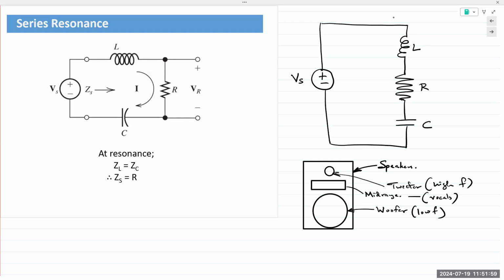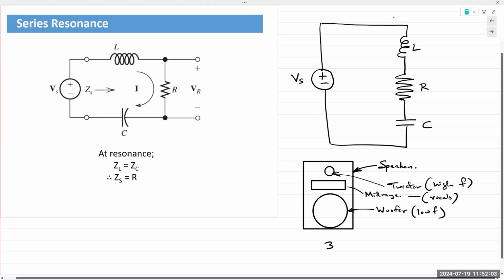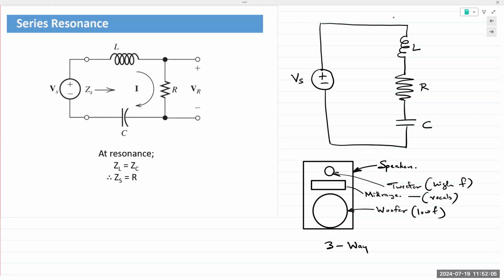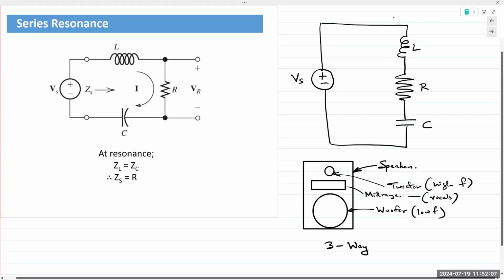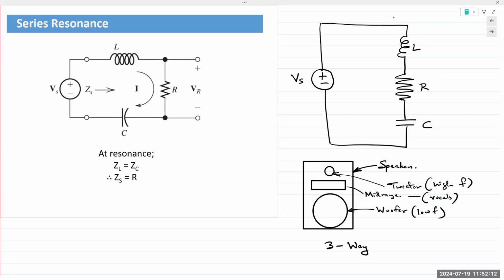Typically, most speakers are two-way speakers. So this is known as a three-way speaker box, because there are three different paths, right? Three different drivers in there. Even tiny speakers that you see around the room here would have two drivers inside it.